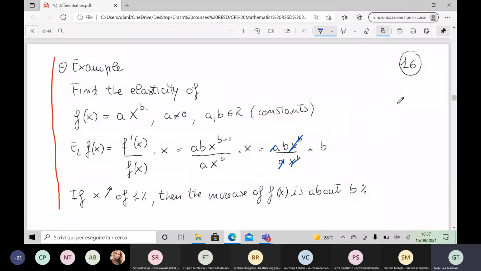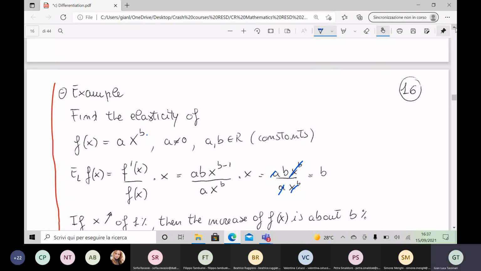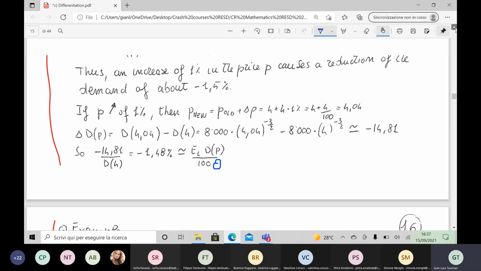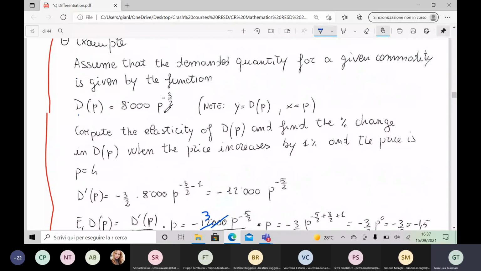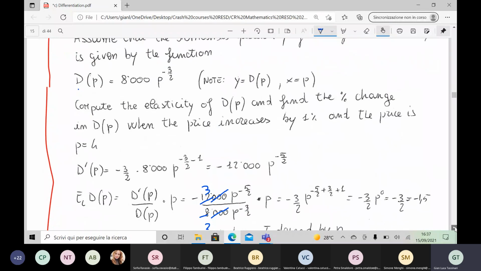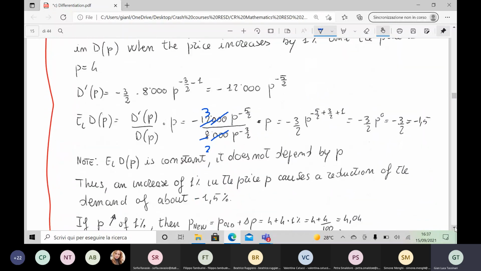In fact, look, we got -3/2. -3/2, guys, is exactly this number B. So this plays the role of this B, and we got that the elasticity is constant. So you see, I observed it, note that the elasticity is constant and it does not depend on P. Okay, so which is the interpretation, guys?